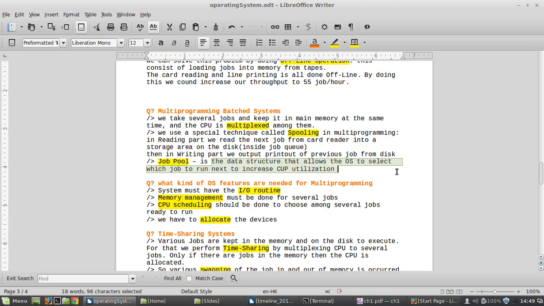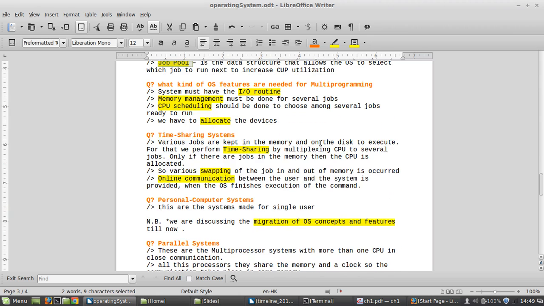Now this job pool is a data structure that allows the operating system to select which job should be run next, to increase CPU utilization. So the job pool is just a data structure.